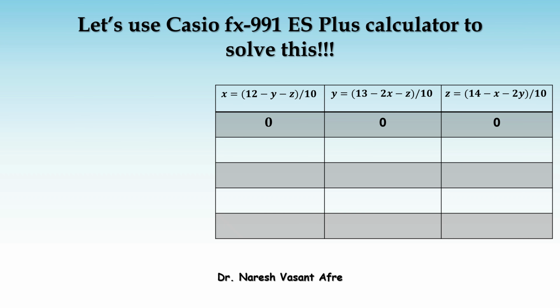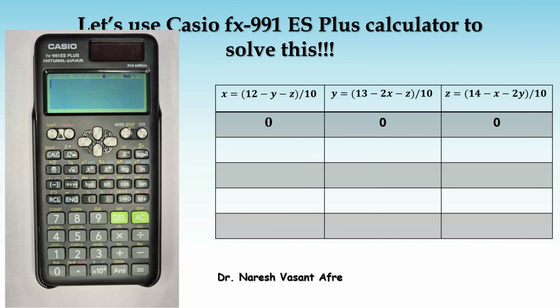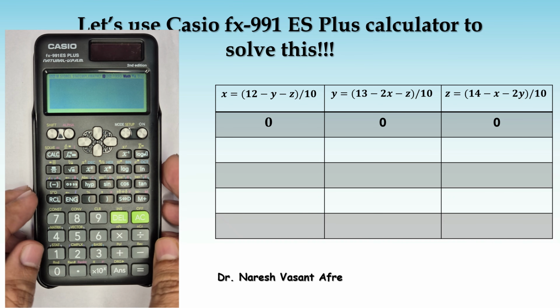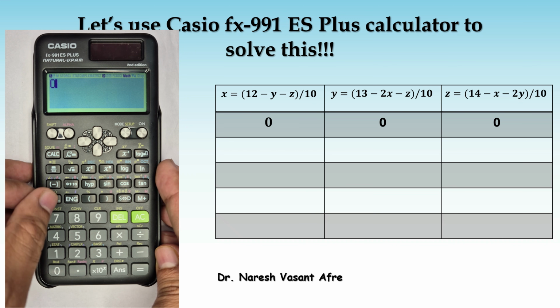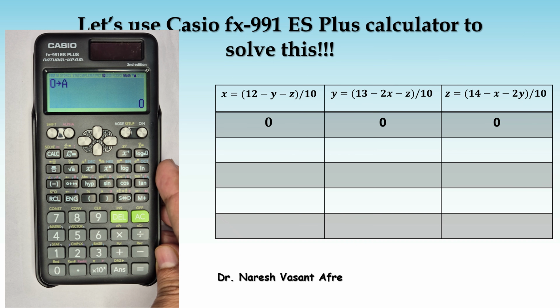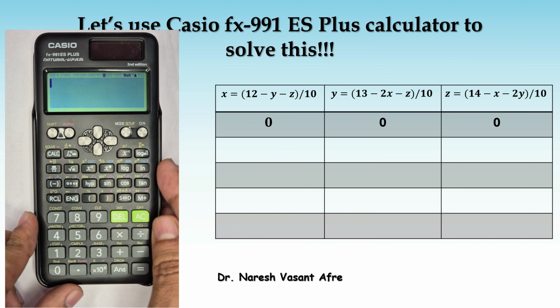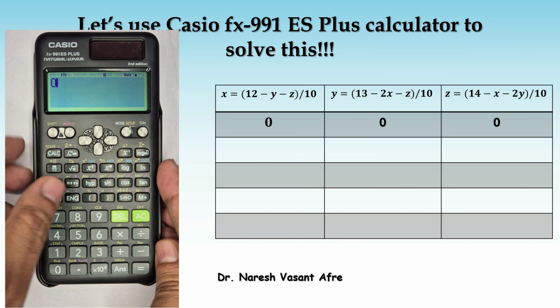We are going to use the variables a, b, c of the calculator for the variables x, y, z of the system, and we will initialize them by 0. That is, we store 0 in a, and this can be done by pressing 0 and then shift store a. This stores value 0 in variable a. We repeat this for b and c.